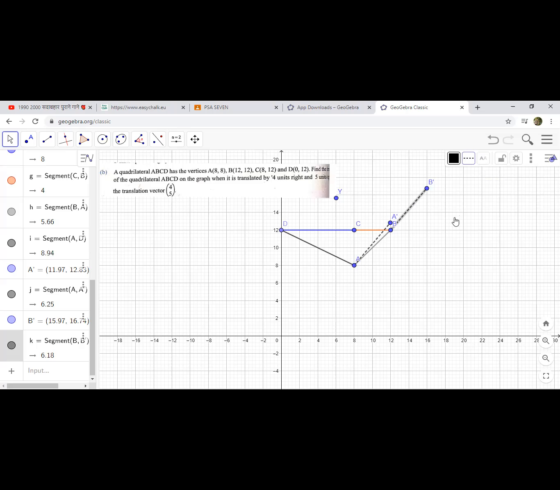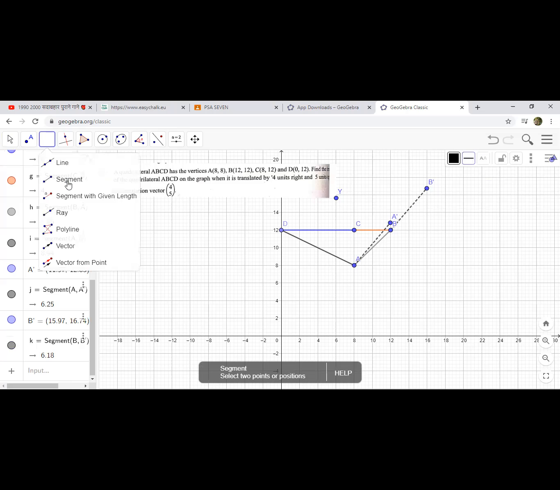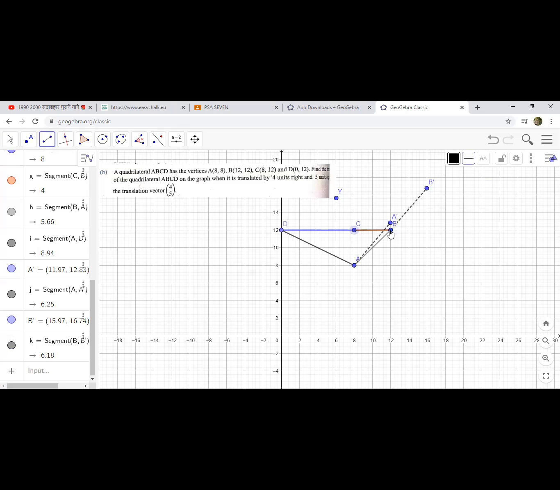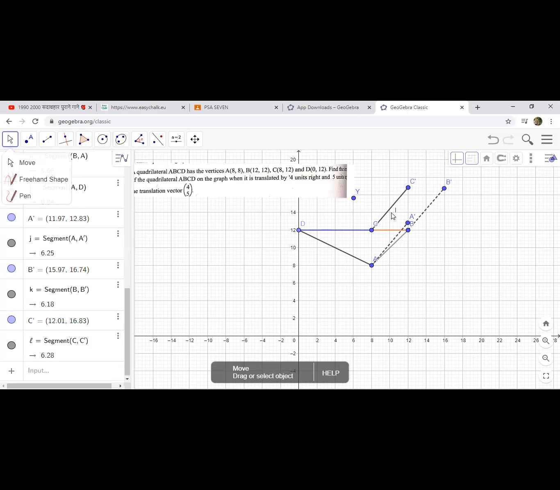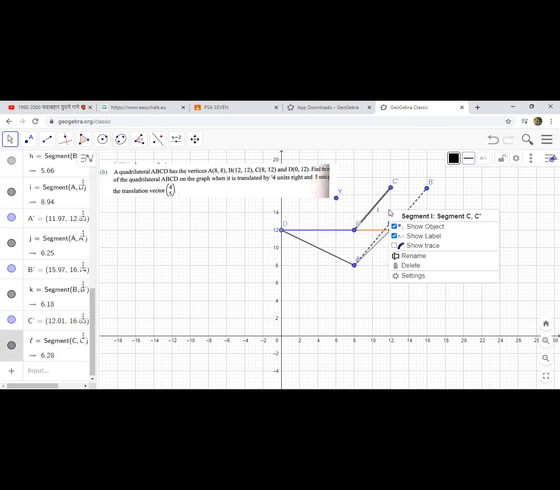Let me give the dotted path; this is B dash, and similarly we can mark the point C dash and D dash. All the steps are the same. Let's take the point C and go 4 units right and then 5 units up. This is point C prime. This path is called the path of the translation, and it should be dotted.